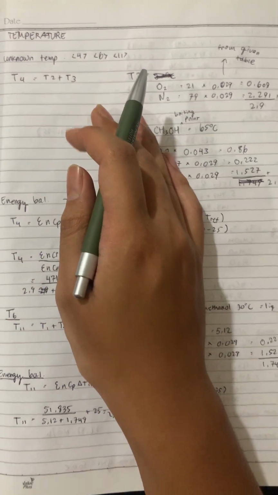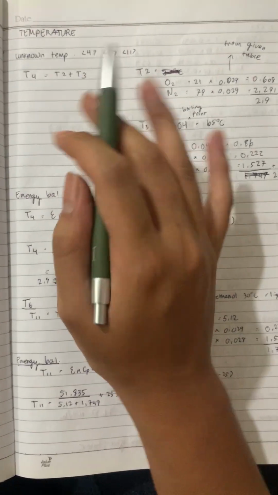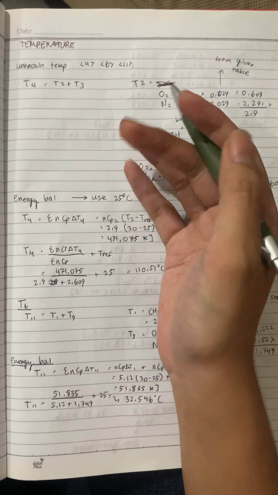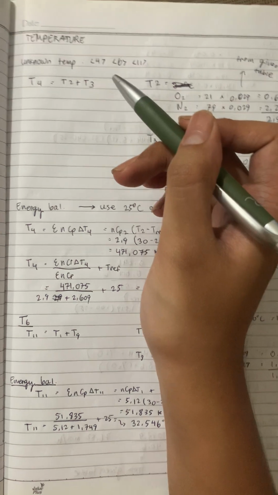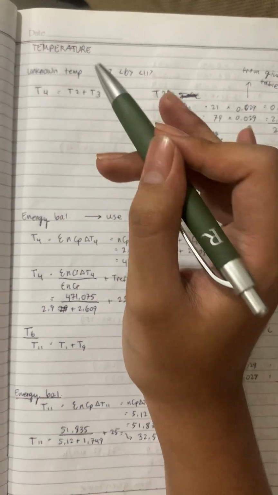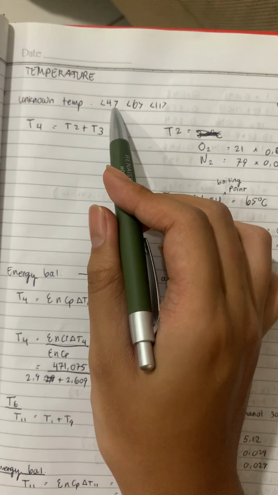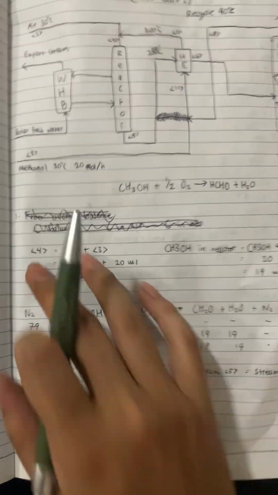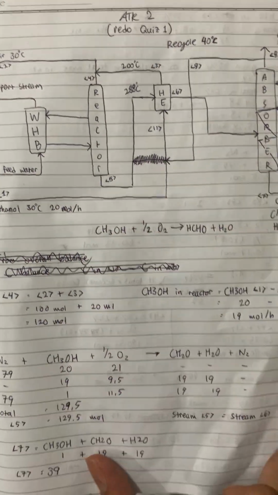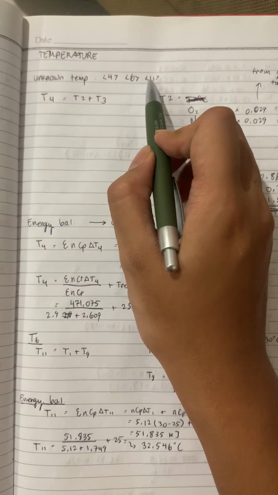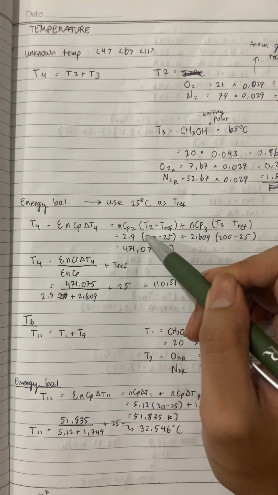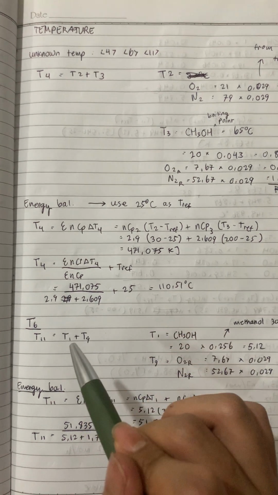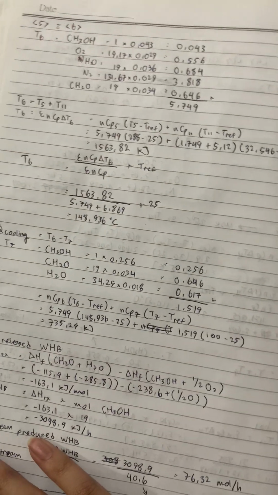From the given data from the problems, we only don't know the temperatures for stream 4, stream 6, and stream 11. Now this is where it comes in handy. This is stream 11 here. Stream 11 will be used in finding stream 6.